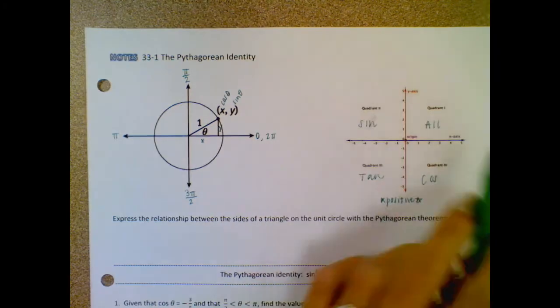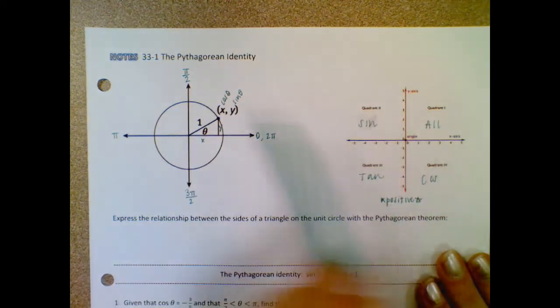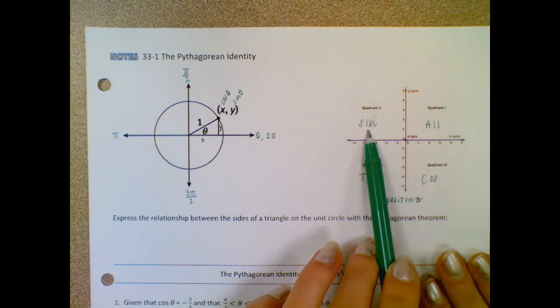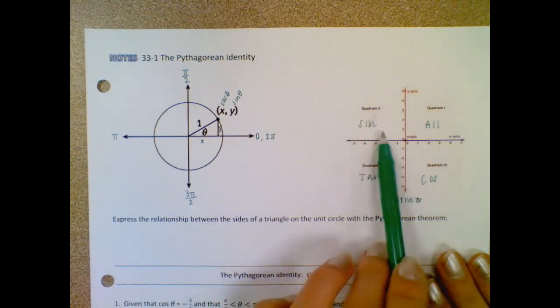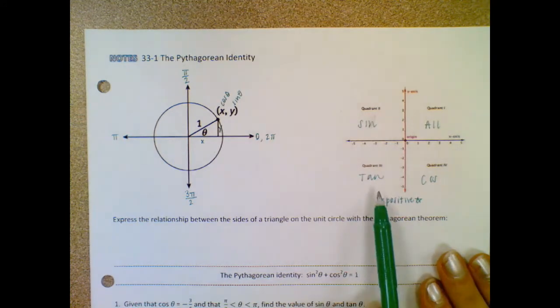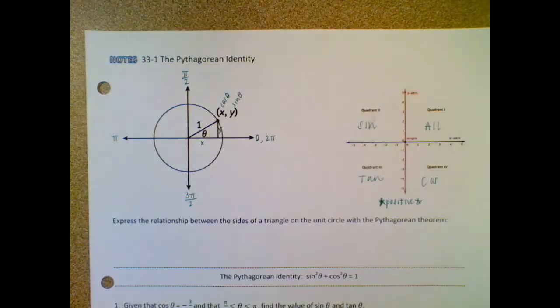So for an example, in quadrant 1, so over here, sine, tangent, and cosine are all positive. In quadrant 2, over here, only sine is positive. Cosine and tangent are negative here. Okay, and then same idea down here as well. Okay, I'll refer back to that too.